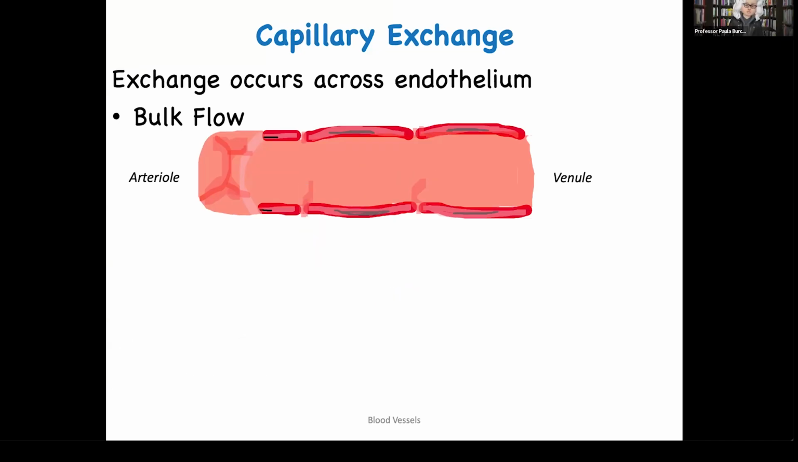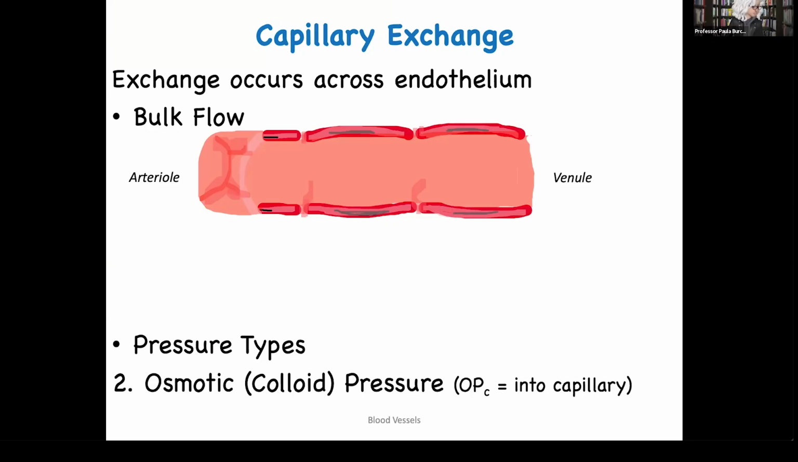A second type of pressure is osmotic pressure or colloid pressure. This is the pressure that is created by the solutes. The solutes will be proteins. Proteins in the capillary and proteins in the interstitial fluid. The fluid will move by osmosis from an area of high water to an area of low water. If you recall from AP1, solutes determine how much water you have.